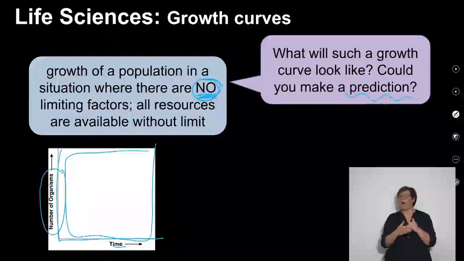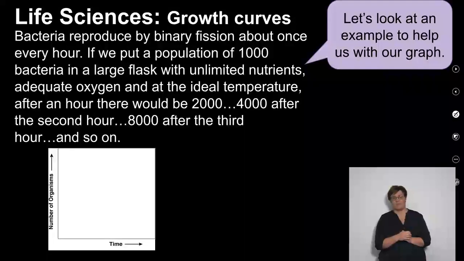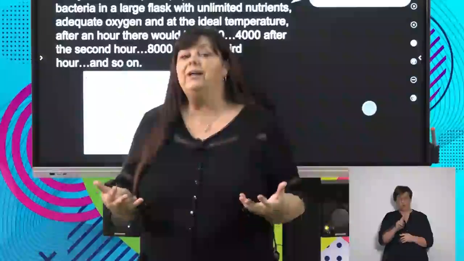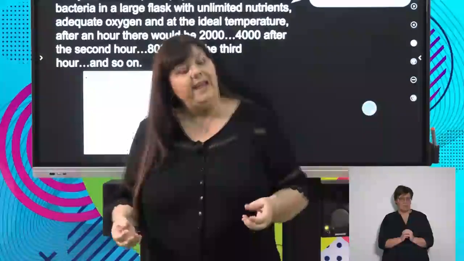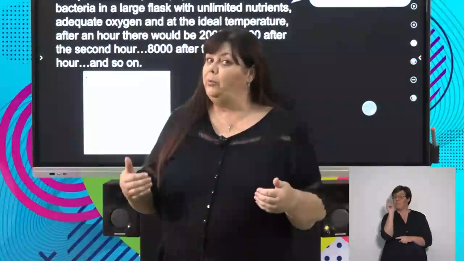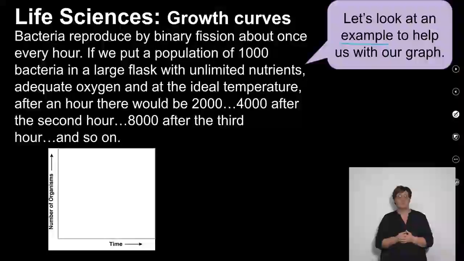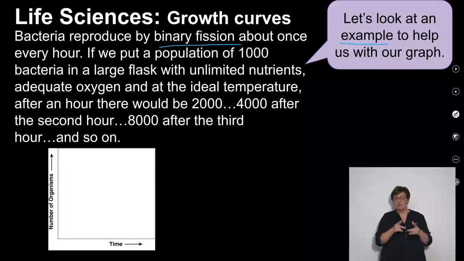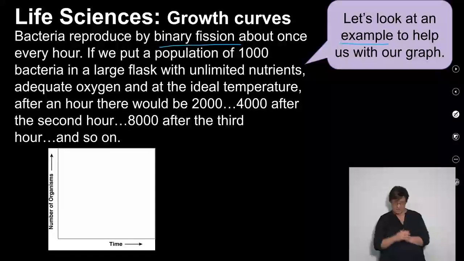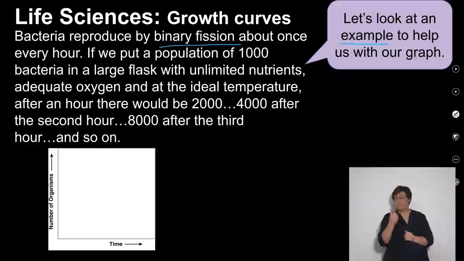Now, to help us out, we're going to look at an actual example. You've got your prediction there. You've drawn it. Now let's look at a particular example and let's see if your prediction matches the science. So, bacteria reproduce by binary fission, and they do it very fast. Once an hour in this case.